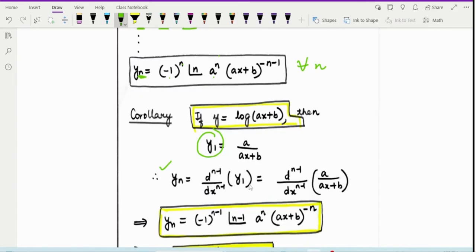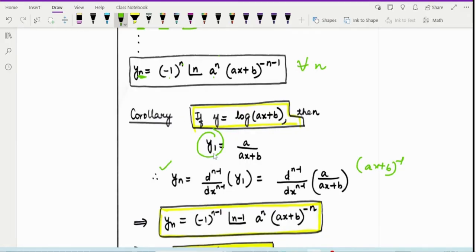It's the n minus 1th order derivative of the first derivative. But the first derivative is a upon ax plus b. And we know the derivative rule, the constant goes out, and we do have a formula. We just did the formula for (ax plus b) inverse above. So we can just replace n by n minus 1 here to get this formula for log ax plus b. It's very easy to verify.